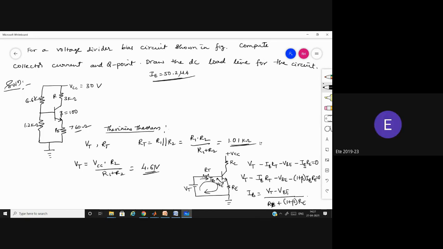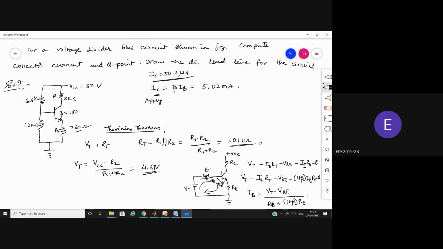Yes, sir. So when you get this, you get IC equal to beta times IB. Beta is 100, so it will be simply 5.02 milliamps. So now we have found IC. Next our intention is to find out VCE. How do we find VCE?